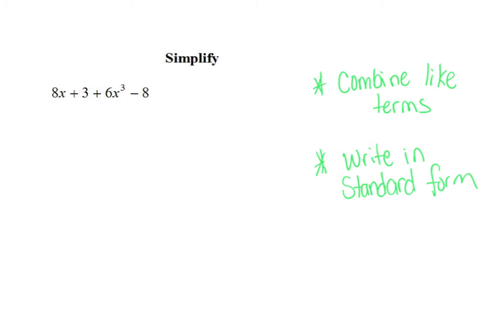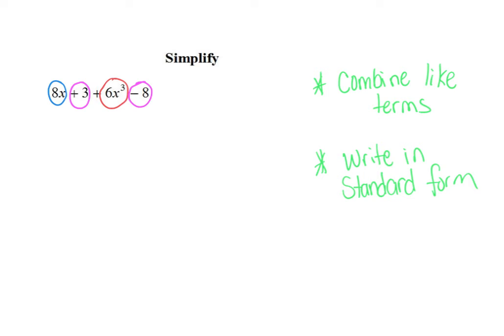Here you want to simplify this polynomial. In order to simplify, we want to do two things: combine like terms and write in standard form. A useful tip is to decide what your like terms are. We have that 6x to the third power, then we have 8x, and then we have the 3 and the minus 8. 3 and minus 8 are the only like terms. The rest are all by themselves.